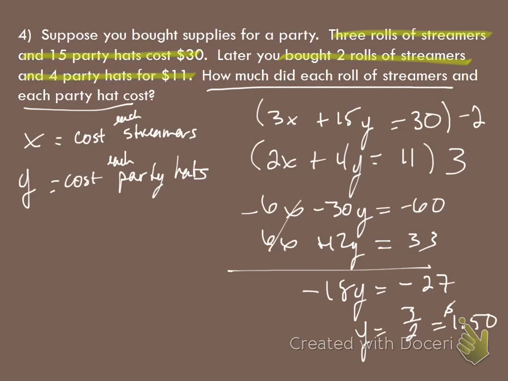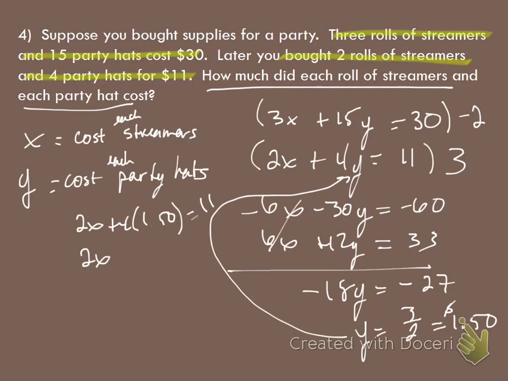To find out how much the streamers cost, we've got to plug that $1.50 in, and we can do that right there. So 2x plus 4 times $1.50 equaled $11. And so 2x plus, let's see, 4 times $1.50 gets you $6. Subtract 6, divide by 2. And now again, you want to go ahead and divide it out and get a decimal because we're talking about money here. So you get 2.5 or $2.50.